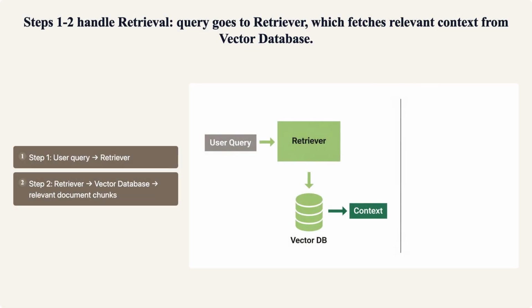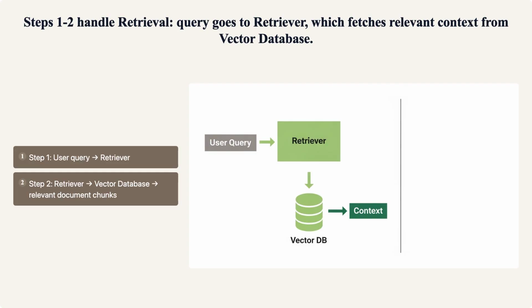Now let's trace the data flow step by step. Step 1. The user's query goes to the retriever. Step 2. The retriever queries the vector database and fetches the most relevant document chunks. This becomes our context. These first 2 steps handle the retrieval part of RAG. The system now has both the original question and relevant background information to work with.